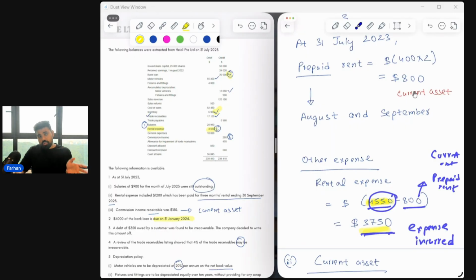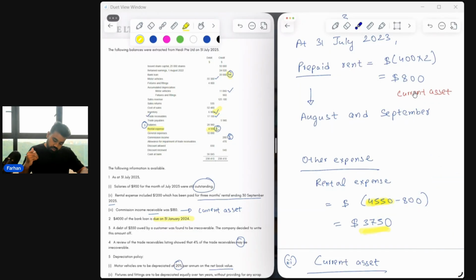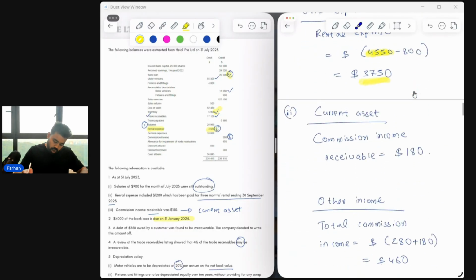So when you prepare the statement of financial performance, you will show 3,750 as the rental expense, which has actually been incurred. And this is mainly because of the accounting theory, accrual theory, which talks about only recording expenses that we have incurred, not necessarily everything that has been paid for with cash. All right. Now let's look into the third one.